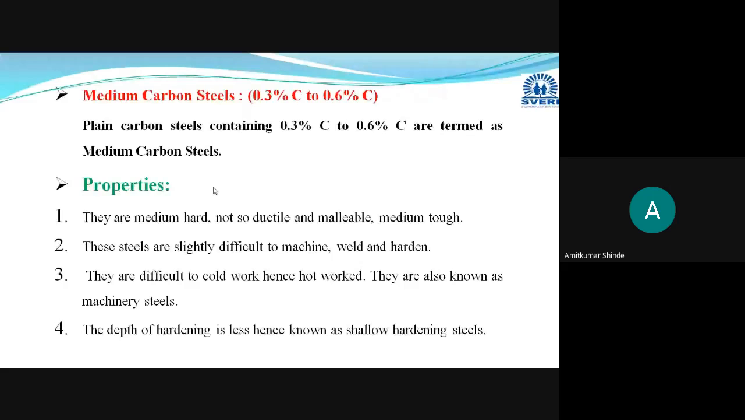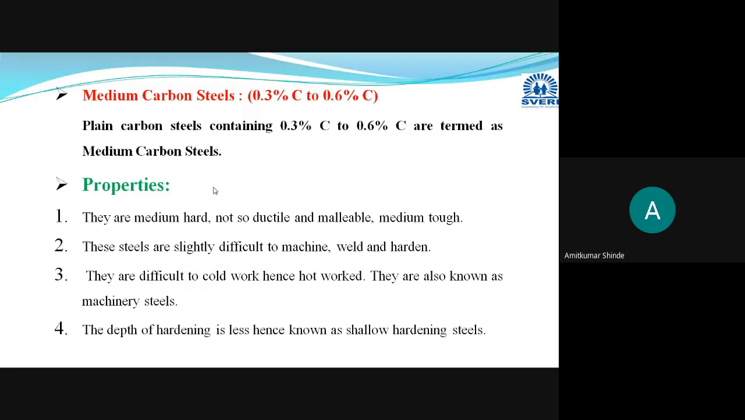Now related to the depth of hardening here, in low carbon steel you were not able to do the hardening of that kind of steel, but here you can do the hardening, and you can achieve some depth of hardening here also. That's why it is termed as the shallow hardening steels. But you cannot do the hardening with the better effect like the high carbon steels. That's why it is termed as shallow, or you can say that a medium hardening effect can be achieved here.